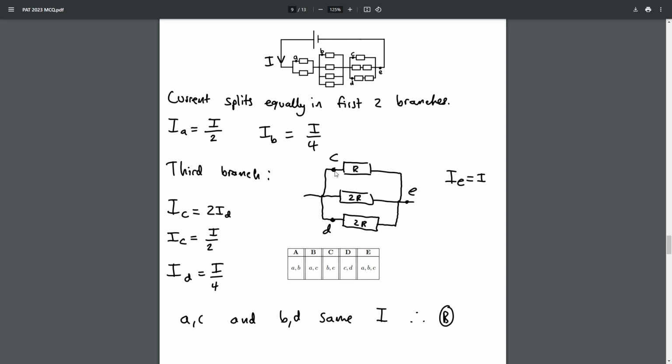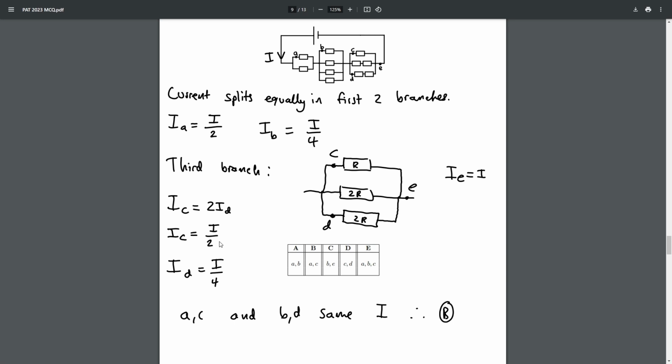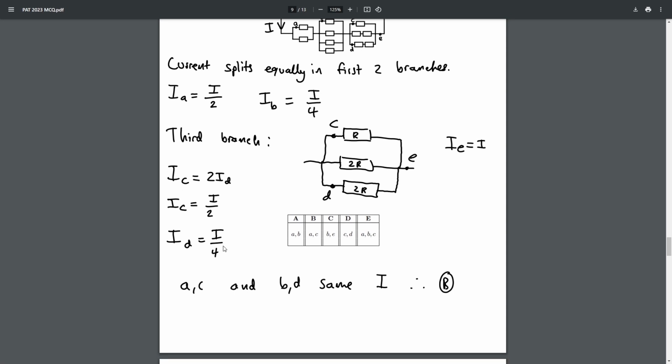So we know the current in C is going to be I over 2, and the total current in this bottom 2R branch is going to be I over 2. And as the current in each 2R is going to be equal, if I over 2 is the total current, the current in each branch will be I over 4. We can also apply Kirchhoff's voltage law to the loops and get the same relationship, that the current in C is 2 times the current in D, and the current in C is half the total current, which means the current in D is I over 4.